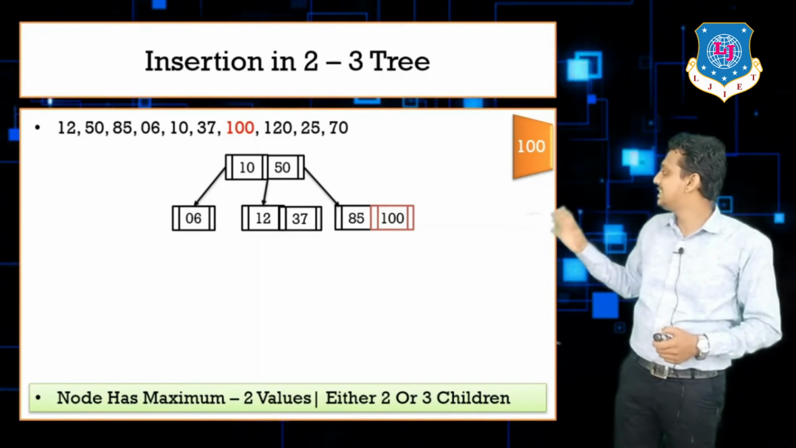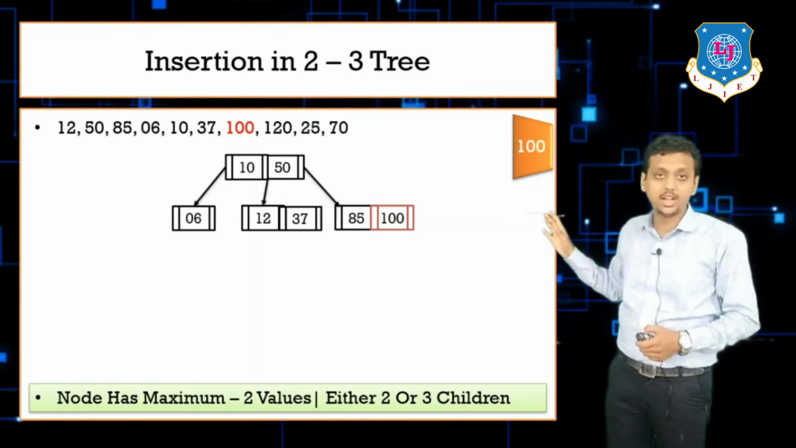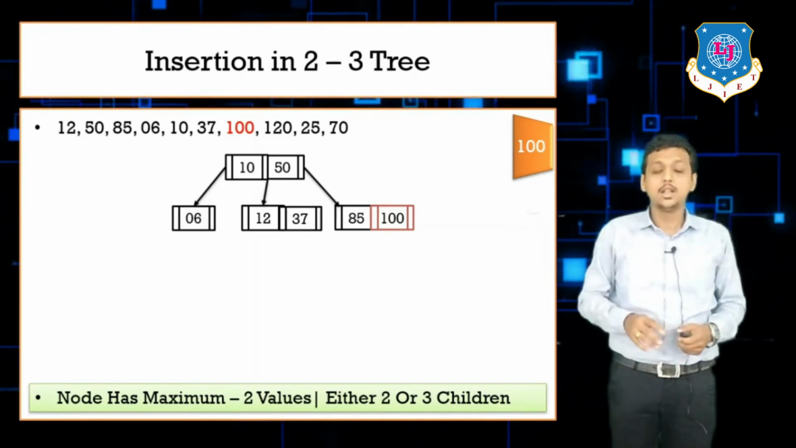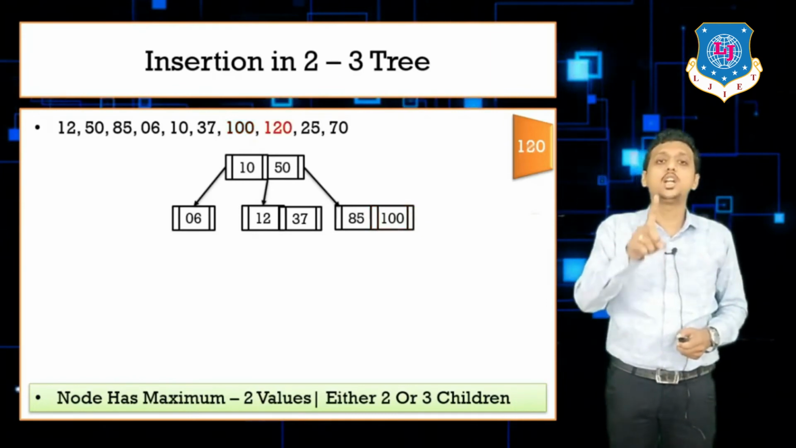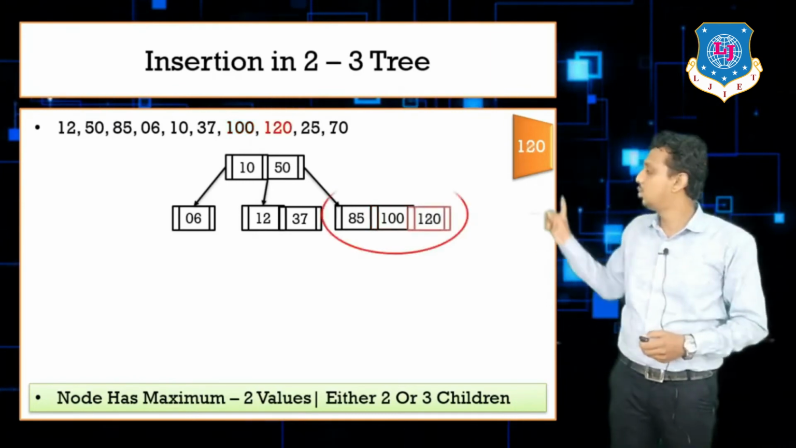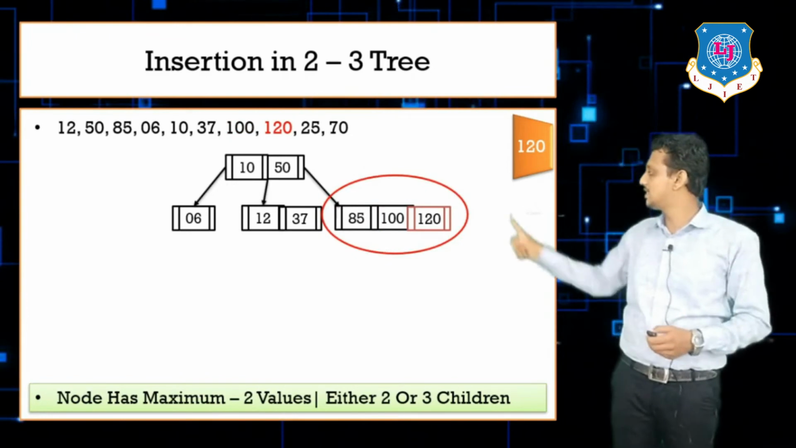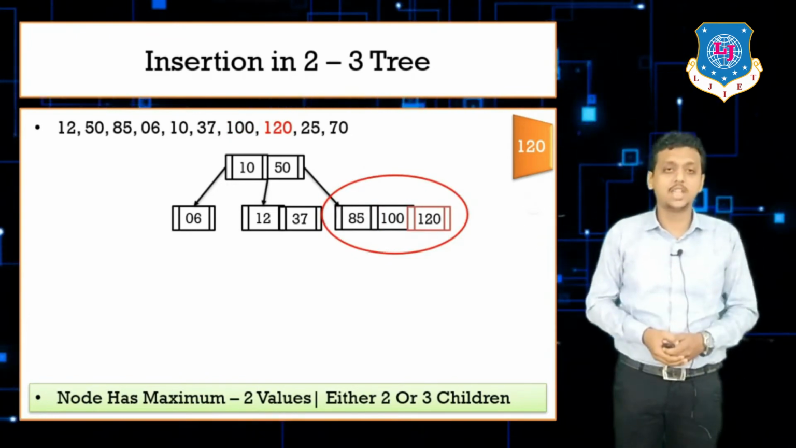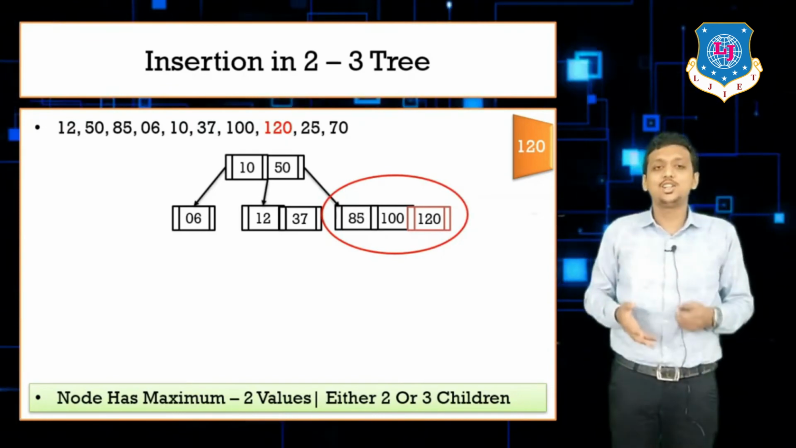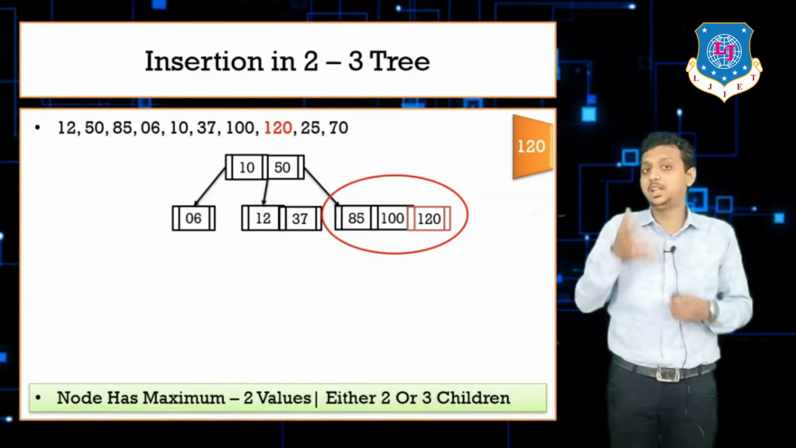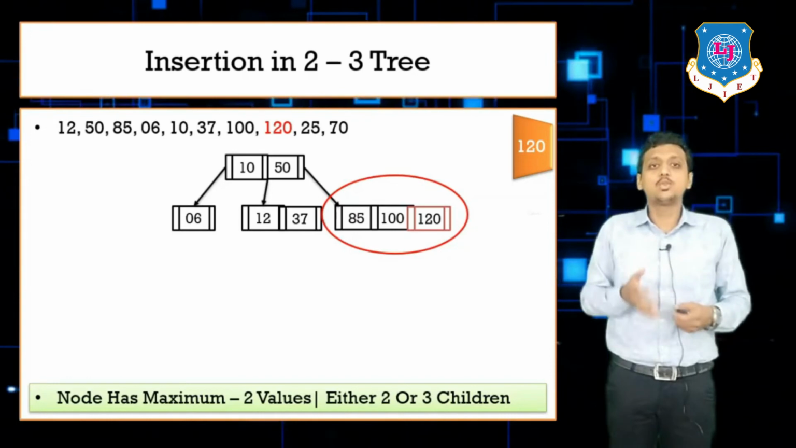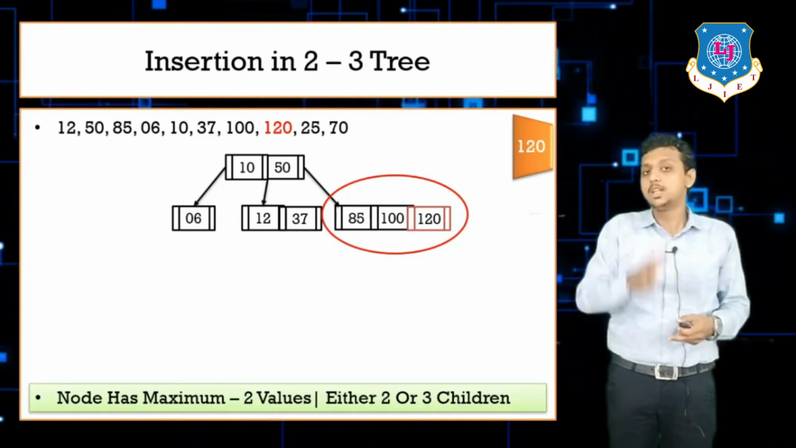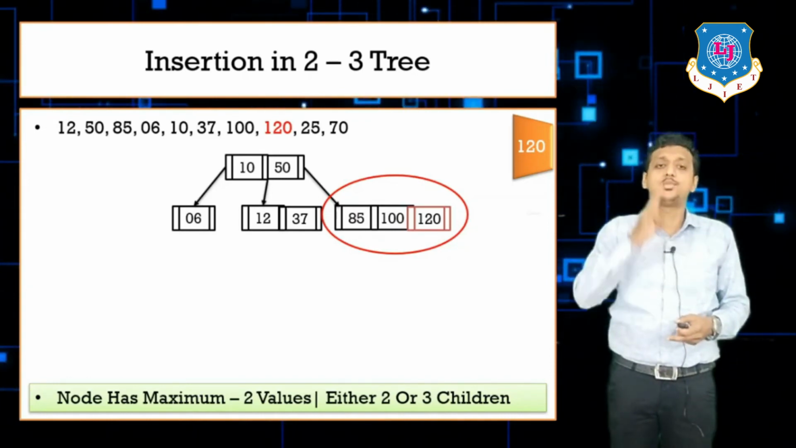120 is inserted on the right of 100, that means with 100. But my 100 node is full. The whole node is full right now, so you cannot insert 120 over there. So what to do? We just need to split again, because my node is full. So I need to split from the mid of the term. Here I am not able to decide from where to divide.